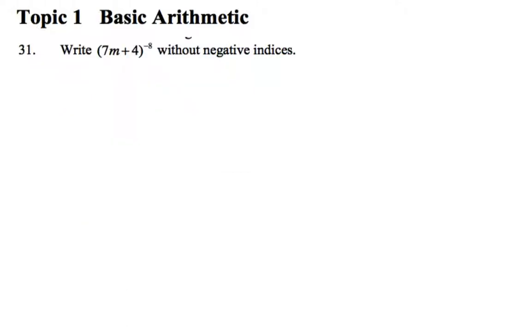Alright, we've got a whole bracket there to the minus 8, and all they want us to do is write it without any negative indices. They don't need us to simplify it or anything like that. So we'll just think of it as being over 1 originally, and use up that negative indice by turning that fraction version upside down. So we'll get equals 1 over, in brackets, 7m plus 4, just to the power of 8. So see how we've used up that minus once we've turned it upside down. So that's an interesting one. We use up a negative indice when we turn it upside down from fraction form.